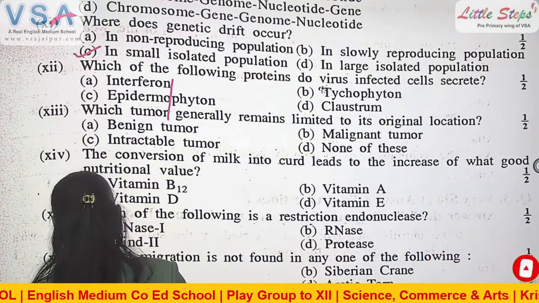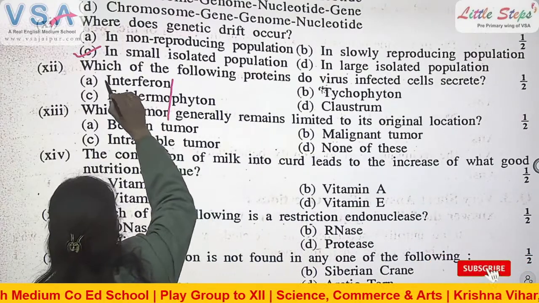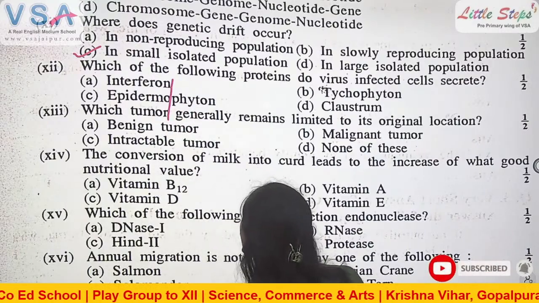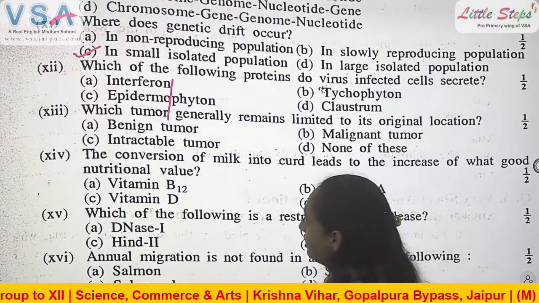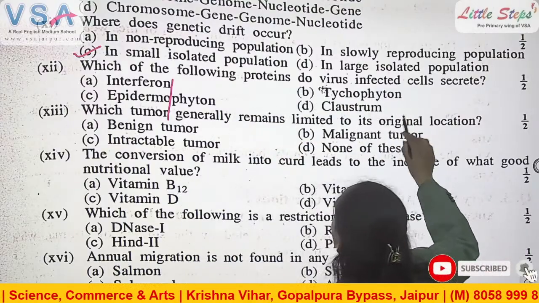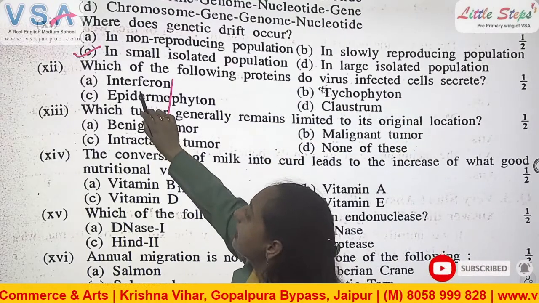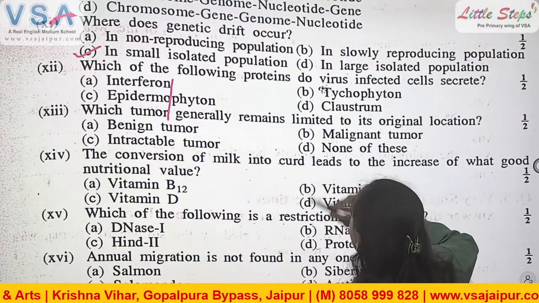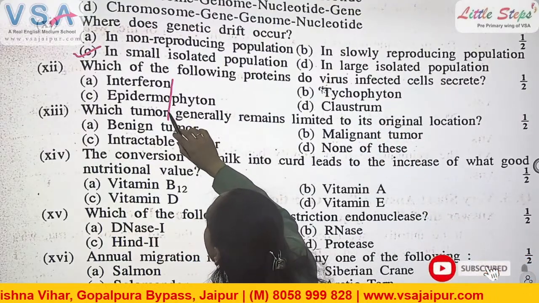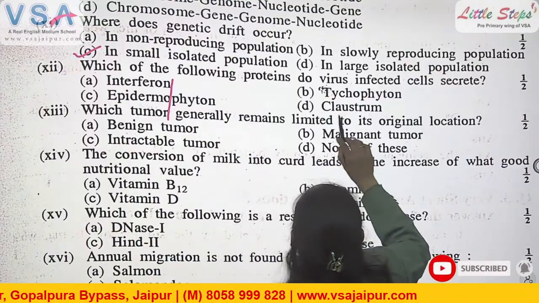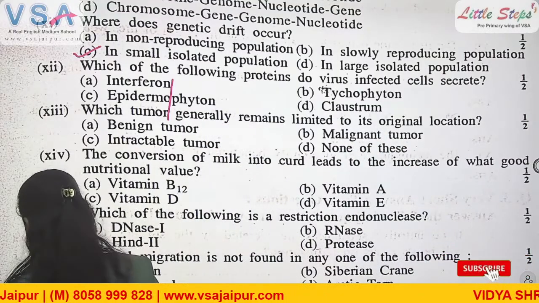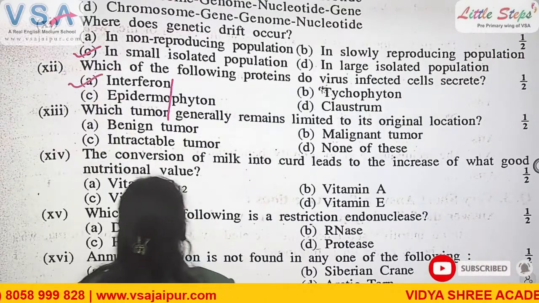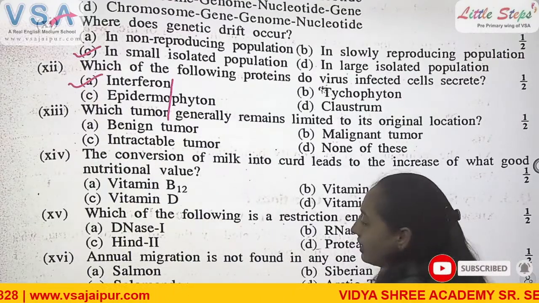Now, the next question is, which of the following proteins do virus infected cells secrete? Interferon, Trichophyton, Epidermophyton or Clostridium. So what is the right answer? The right answer is option A, interferon. This is the right answer.